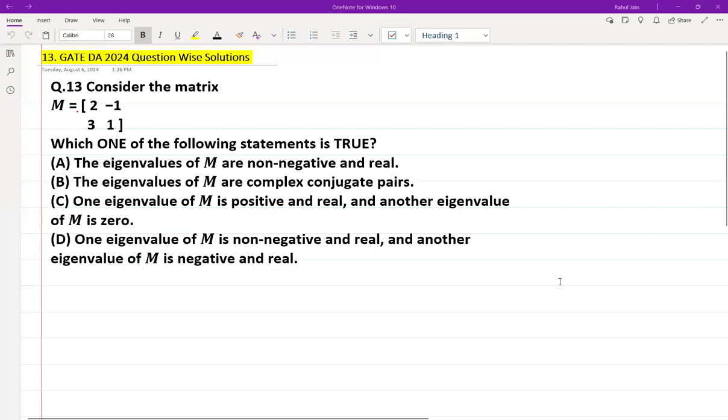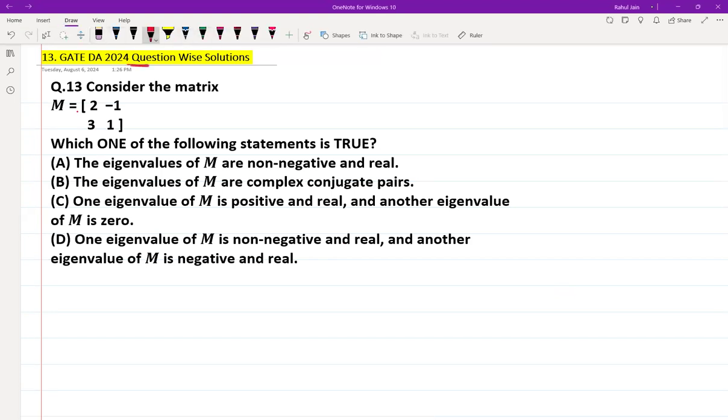Hello everyone. In this question, which was asked in the GATE DA 2024 exam, a two-dimensional matrix was given. The matrix looks like this: the first row is 2 and -1, the second row is 3 and 1. And the question asked which one of the following statements is true.